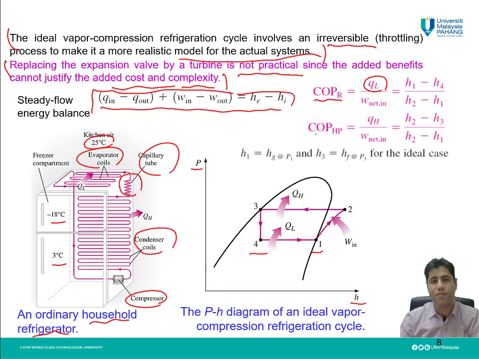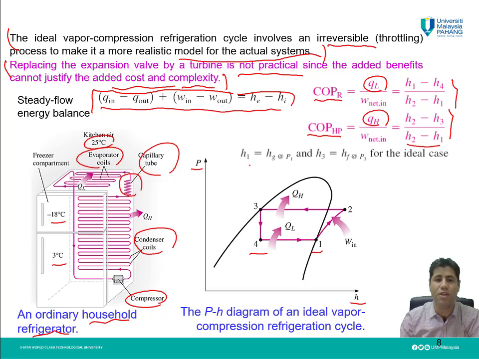For a heat pump also, we can find the COP, but this time the desired output for the heat pump is QH, which here is H2 minus H3, and W net in again is H2 minus H1. So we need these enthalpies to calculate the COP for a refrigerator or for a heat pump.